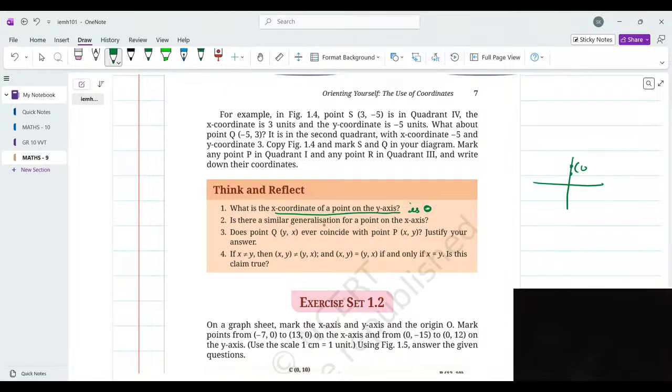Is there a similar generalization for a point on the x-axis? Any point on the x-axis will have y coordinate 0. For example, this is going to be the point 1, 0. This is going to be 2, 0, 3, 0. It goes in the same way. Even if you take the negative side, -1, 0, -2, 0, like that. So the y coordinate is going to be 0. This is a general observation: any point on the x-axis will have y coordinate 0.